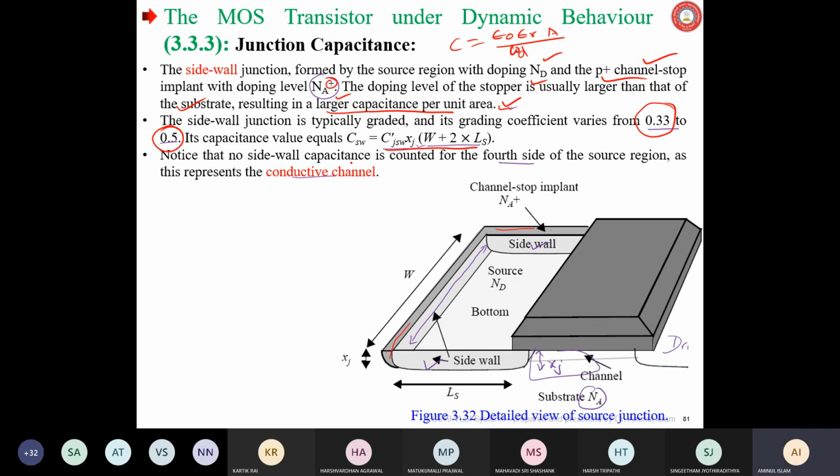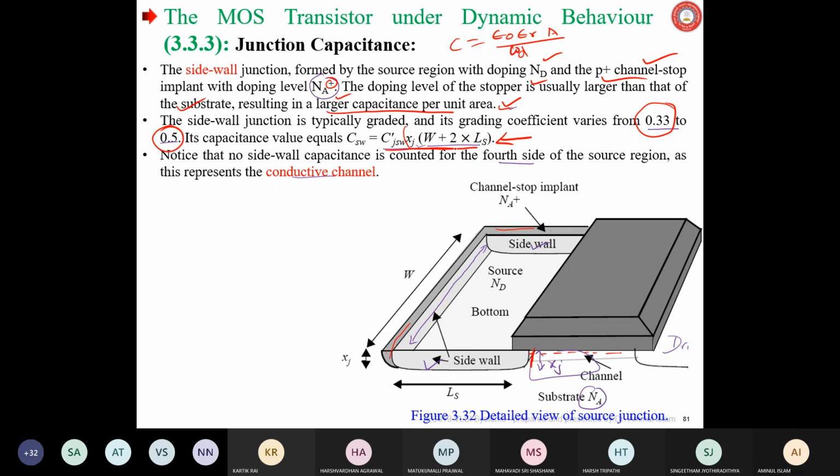Notice that no sidewall capacitance is considered for this side. This side is having the channel. Once a conducting channel is there, you should not consider that. So this equation you understood? CSW, sidewall capacitance. Yes, sir. Understood. It is nothing but area.